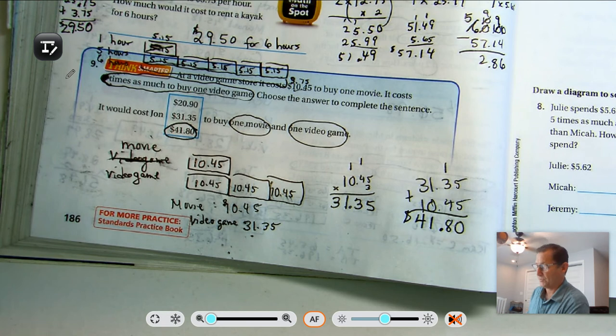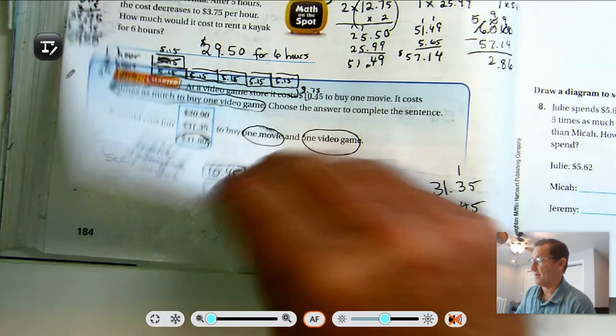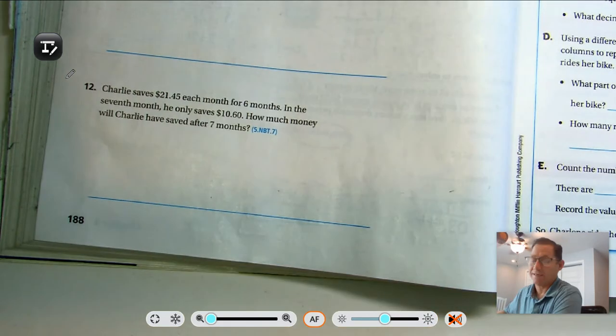All right, so that's it for lesson 9.5. In our next lesson, we'll work on decimal multiplication.